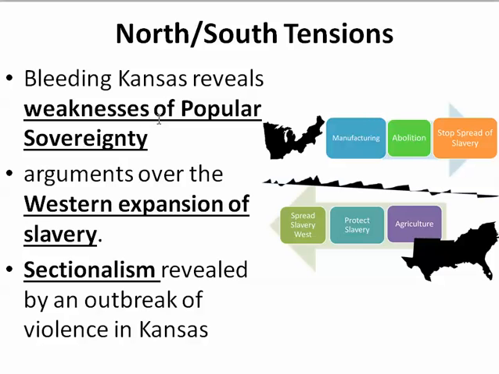Even in the Senate, it's going to reveal the weaknesses of popular sovereignty and show that popular sovereignty is going to fail at settling this dispute, these divisions, this sectionalism, which is ideas of region over the nation as a whole, and is eventually going to rip our country in two. This Western expansion of slavery argument, this sectionalism, is revealed by the outbreak of violence in Kansas. Alright, so that is the Kansas Nebraska Act.